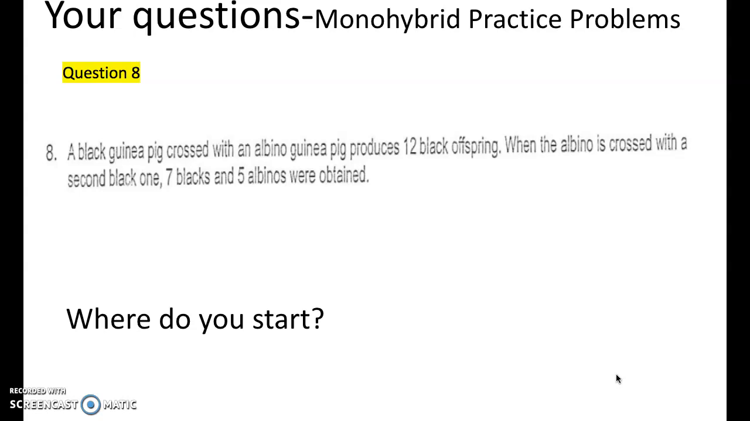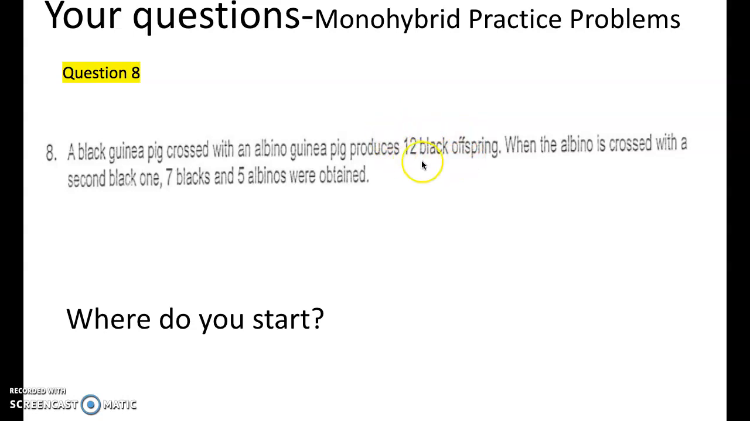Now, I know a lot of you had a problem with this question because it is a little bit tricky, right? So the first thing you have to do is read carefully. If you read the first sentence, it will tell you a black guinea pig crossed with an albino guinea pig produces 12 black offspring.